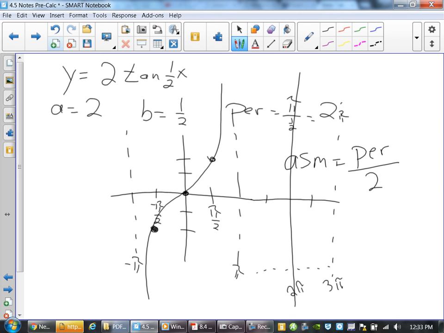So if that's at 2 pi, that's at 3 pi, this would be, would that be 5 pi over 2? 2.5 pi. This would be at 3 pi over 2. Yeah, I guess it's not that big a deal to do that. And that's what it would look like.